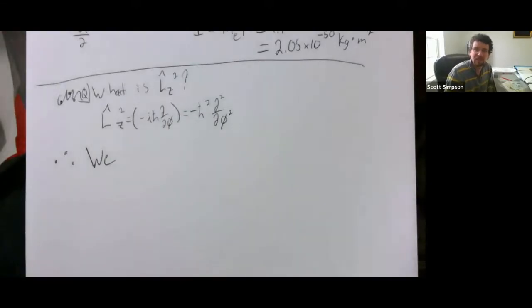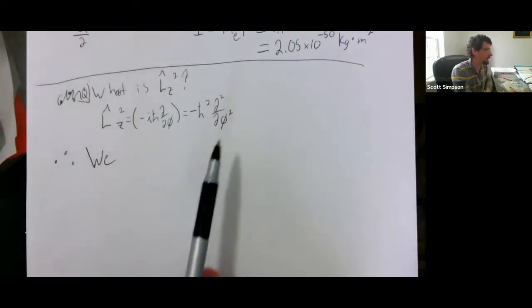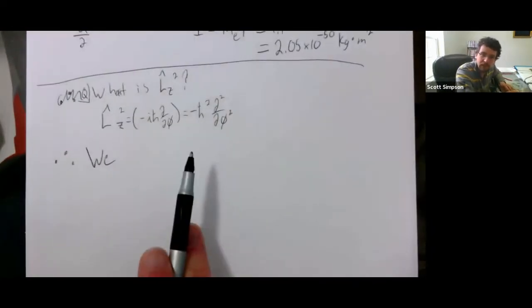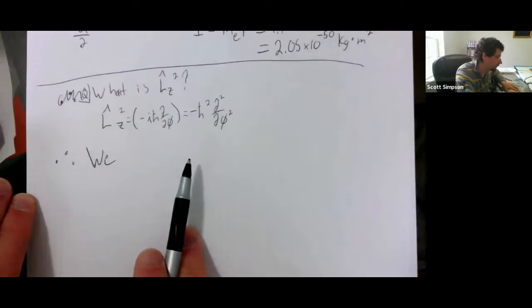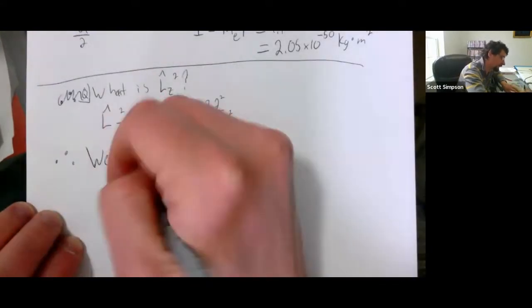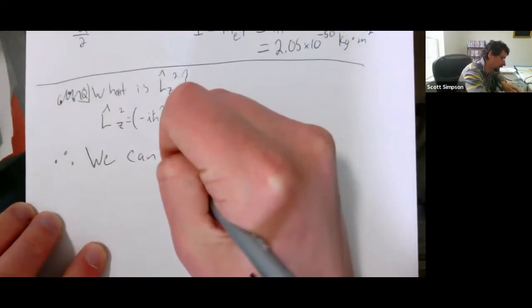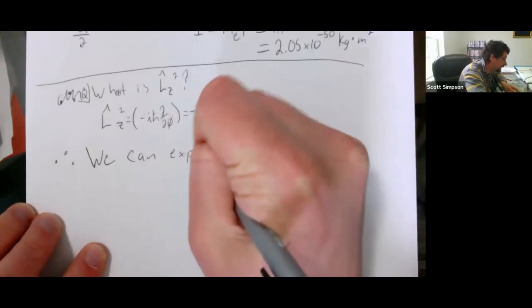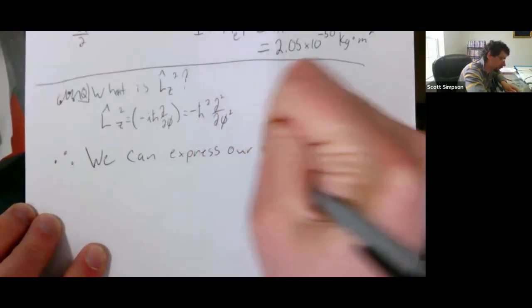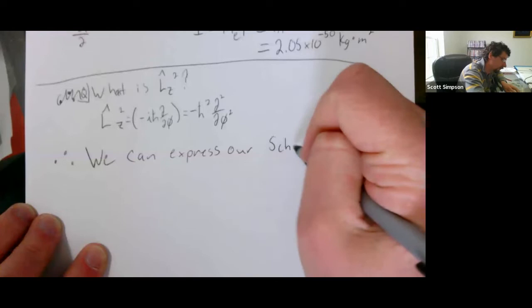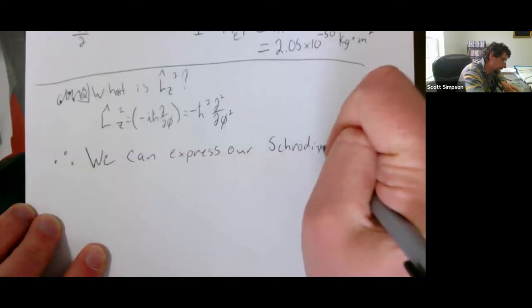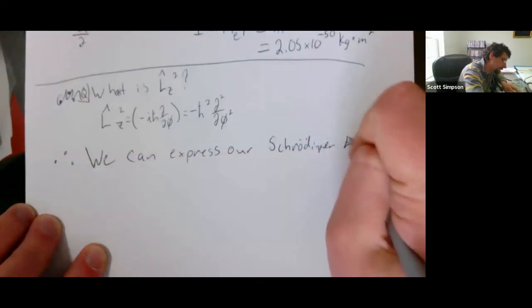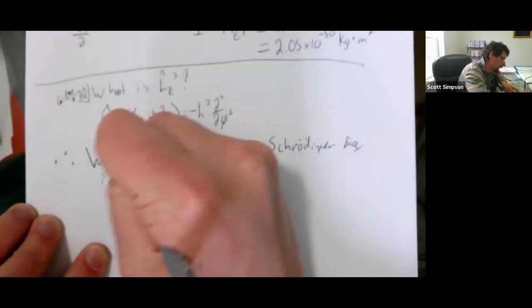So last time we asked this question, what's Lz squared, and we ended up with this. So what was the benefit of that? Well, we can now talk about our Schrodinger equation in two different ways. So we can express our Schrodinger equation in two ways.